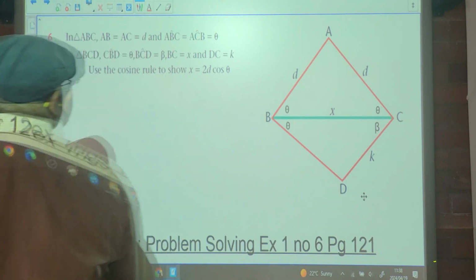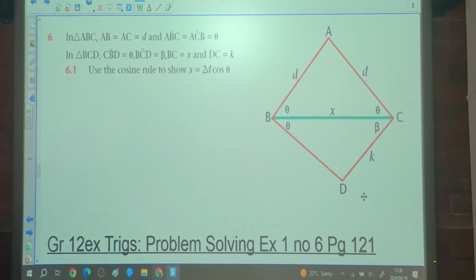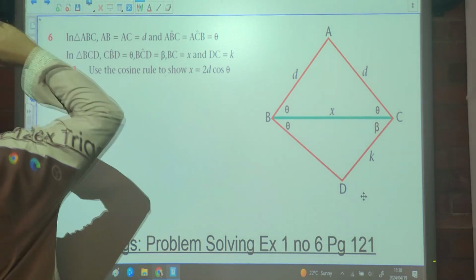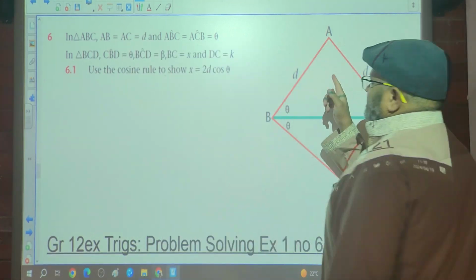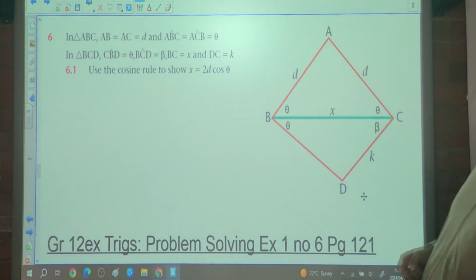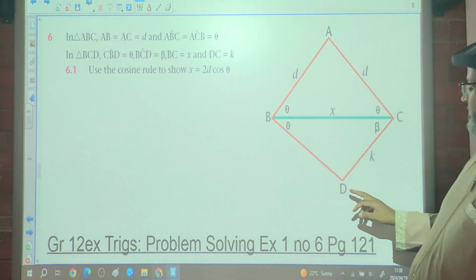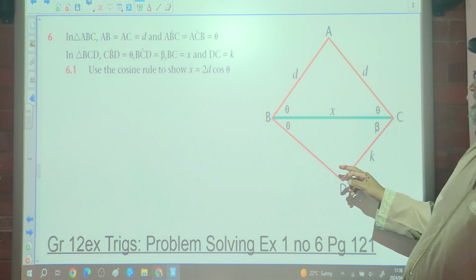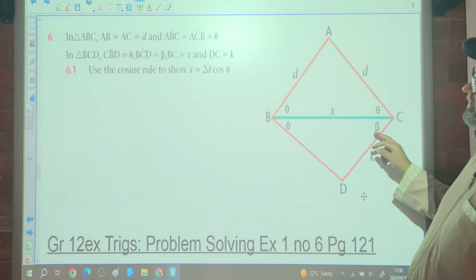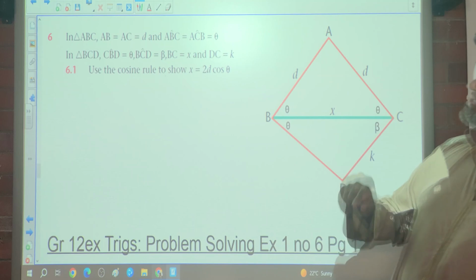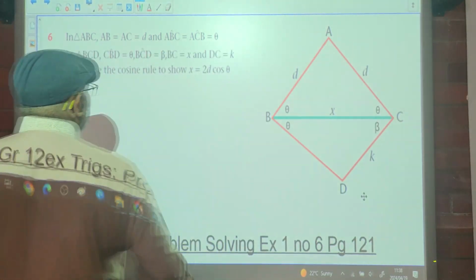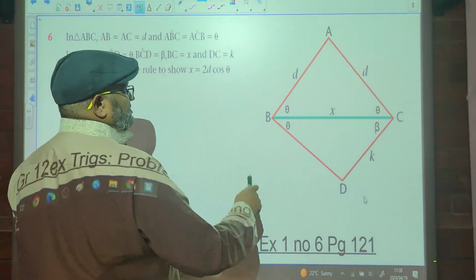Alright, so in triangle ABC, we are told that AB is equal to AC, which is equal to D, as indicated there, and then we are told that angle ABC is equal to angle ACB, which is equal to theta. Then we are told that in triangle BCD, this angle is theta, this angle here is beta, and there's an X here, and there's a K. Use the cosine rule to show that X is equal to twice D cos theta.